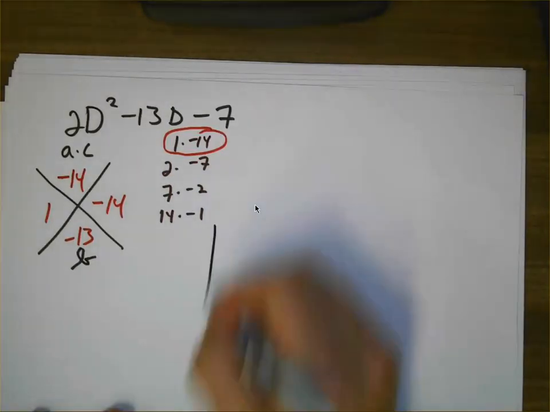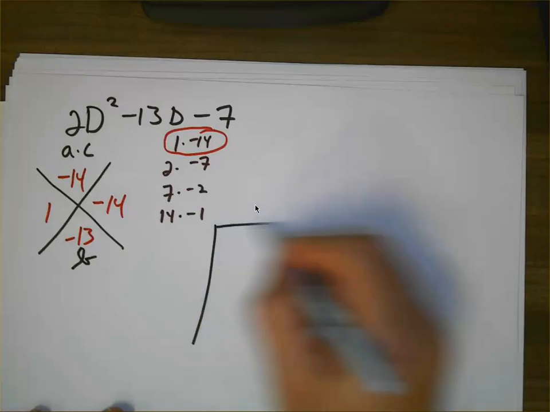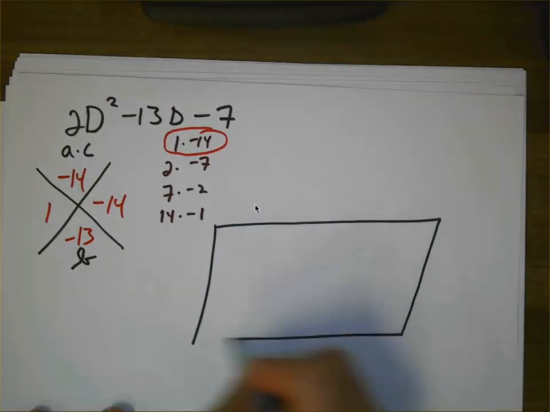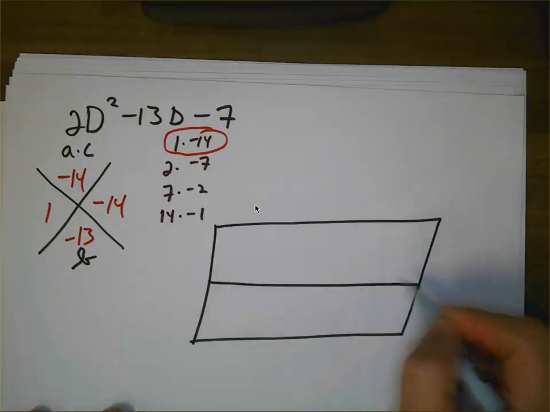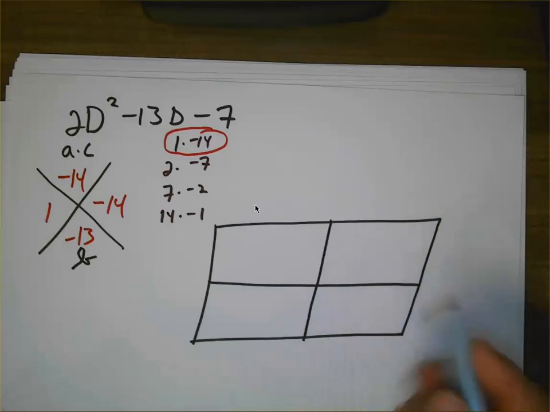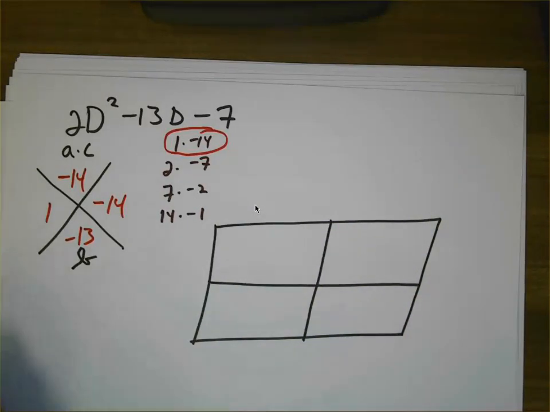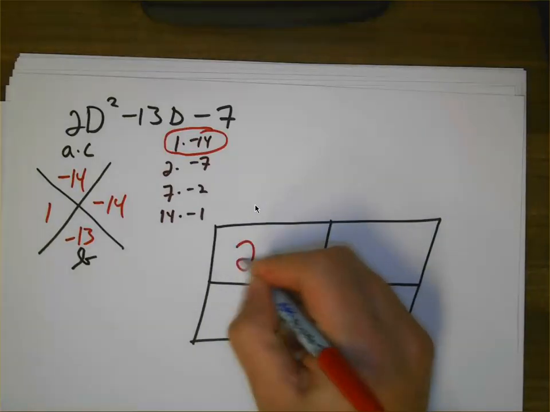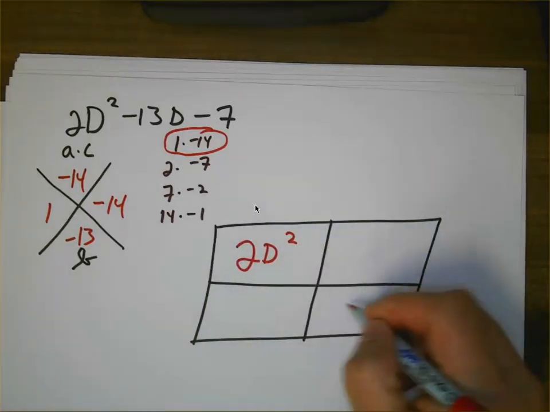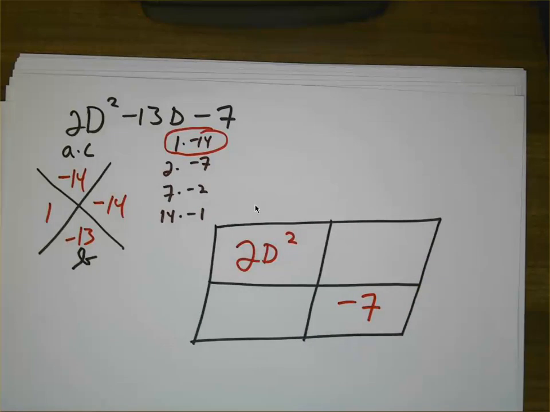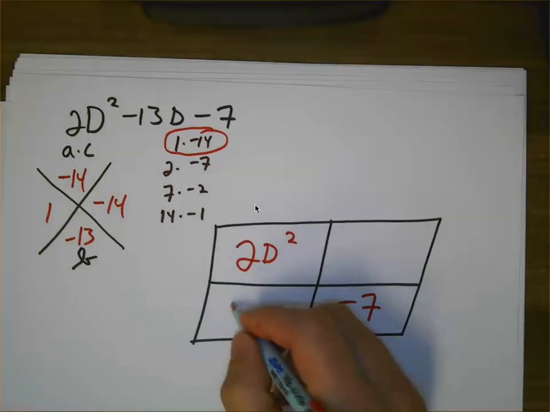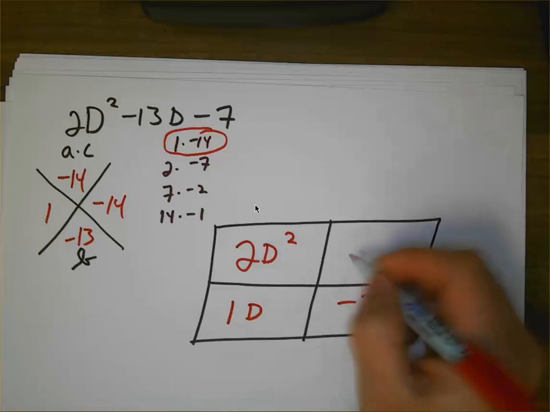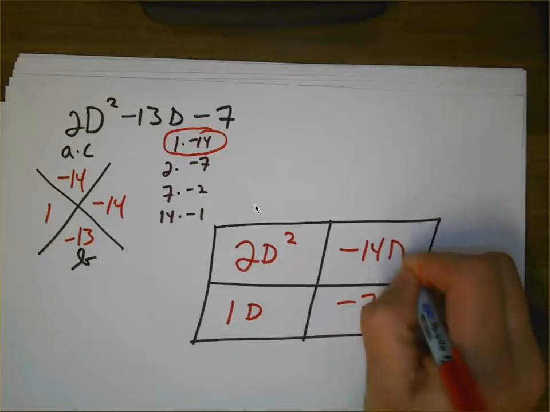Step 6, draw the rectangle. Draw the rectangle, right? Lead and last terms in corners. So what do I mean by that? I'll put the lead 2d squared and negative 7 in the corners. And then it says factors in open boxes. I'm going to put a 1d here. I'm going to put a negative 14d here.